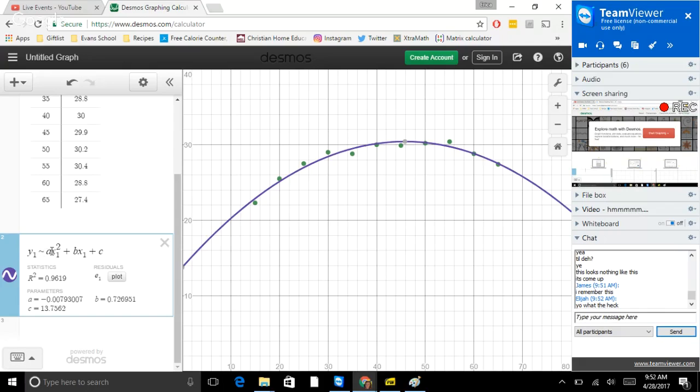Okay, so this is the equation of a quadratic, right? Ax squared plus bx plus c. Well, you got to try different ones, Elijah. You don't know. That's the whole point of it. You're trying to find the best model for your data, right?